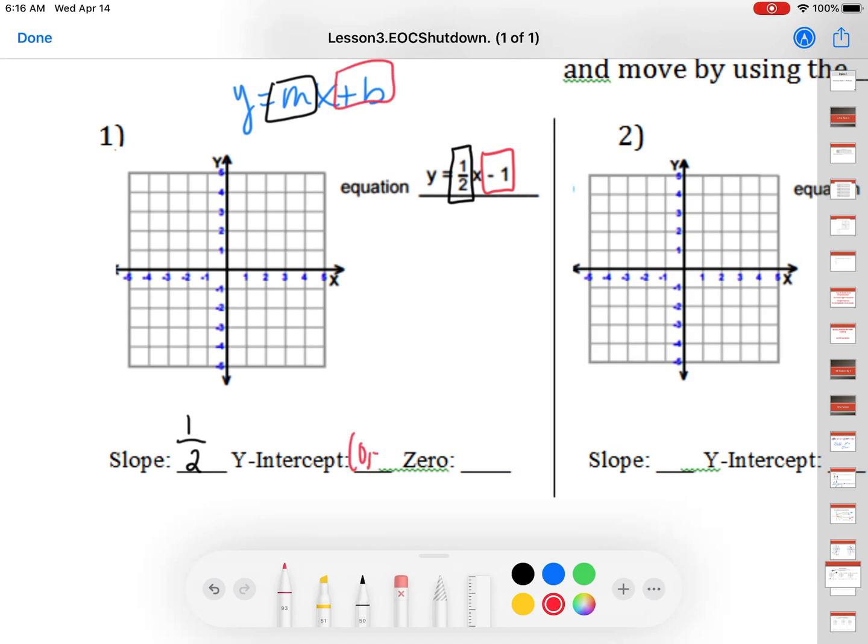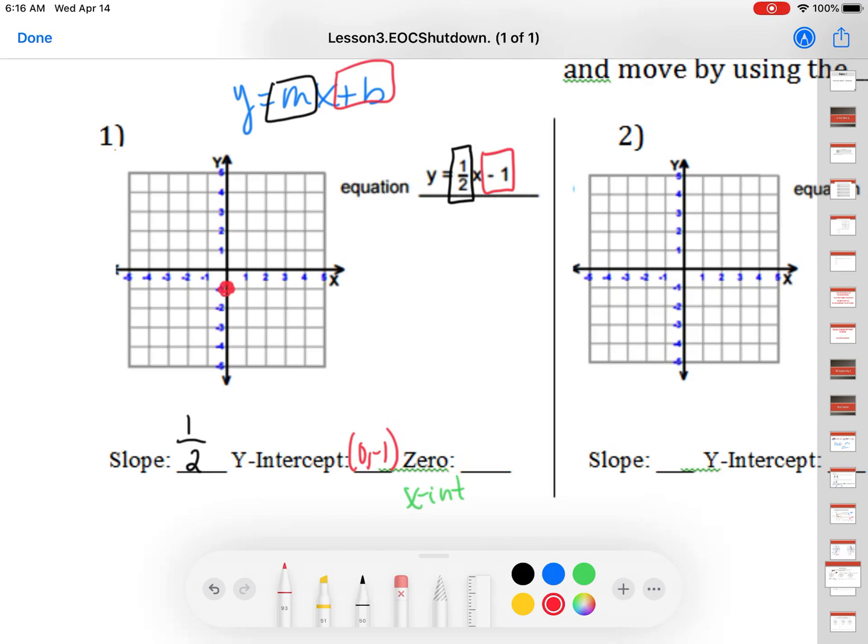So I'm going to write it as an ordered pair, (0, -1). So easy. What's the 0? I don't know yet. The 0 is where it crosses the x-axis, and right now from the equation, I don't have a clue where the 0 is. So we're going to start by graphing the y-intercept.